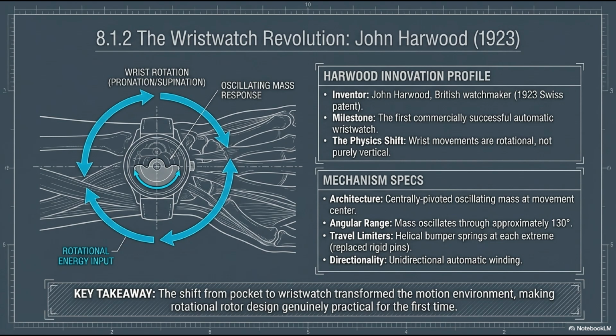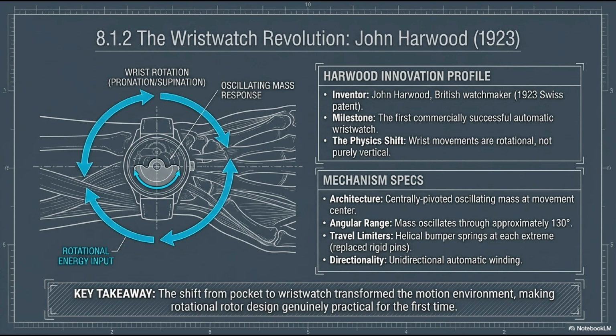Look at the diagram showing the wrist rotation. The physics of human motion changed completely. When a watch is strapped to the wrist, the natural pronation and supination of the arm, the twisting and turning, creates rotational energy. It is no longer just purely vertical bouncing. This made the centrally pivoted oscillating mass genuinely practical for the first time. Harwood capitalized on this and patented the first commercially successful automatic wristwatch.